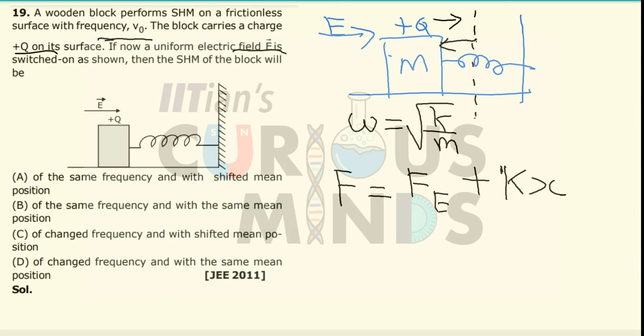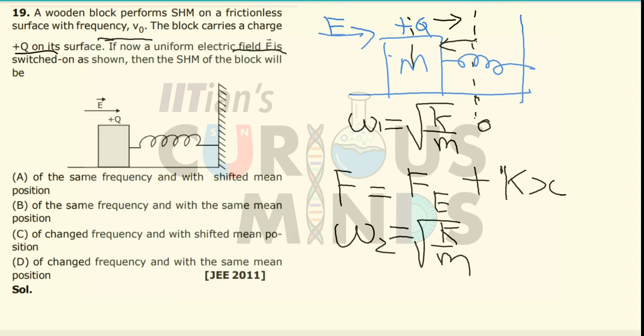Now the kx will be positive or negative depending on the value of x. Let this x over here be equal to 0. But in the second case, omega will still be equal to root of k by m. So there will be no change in the frequency. Frequency will remain the same.